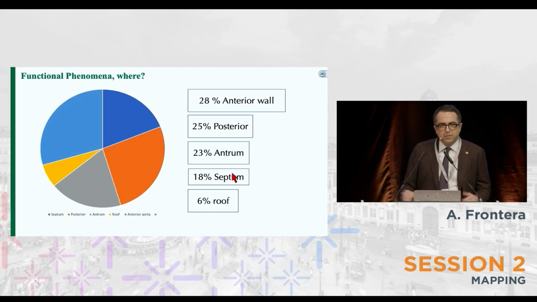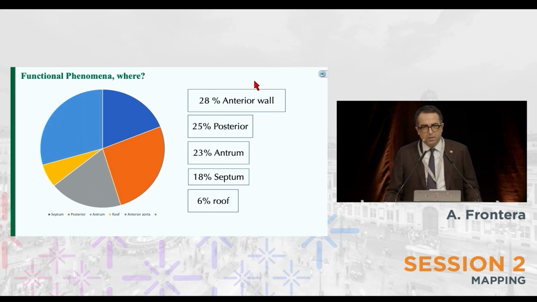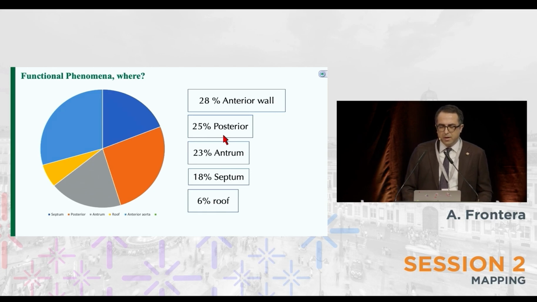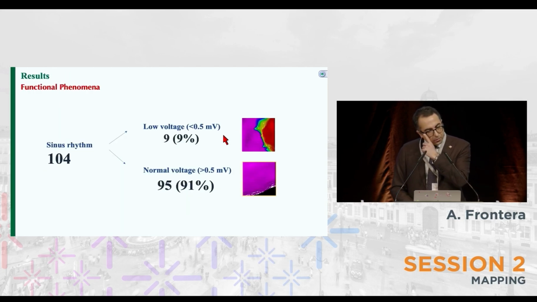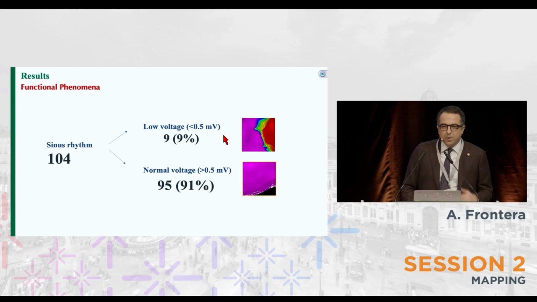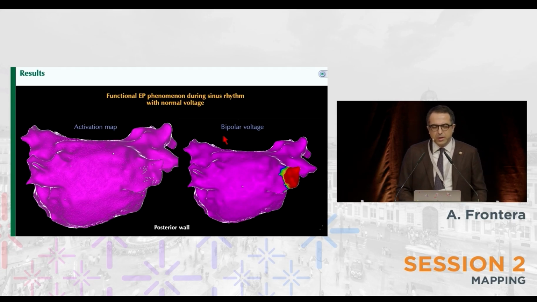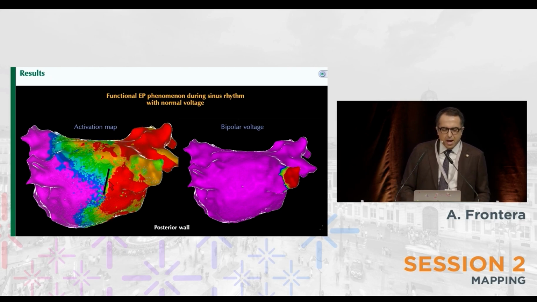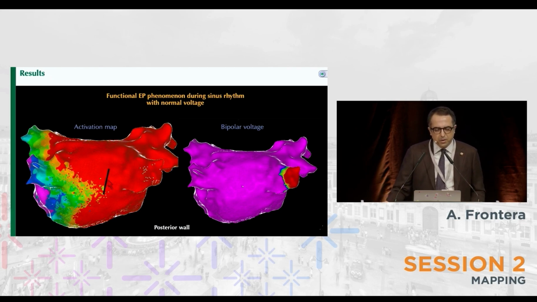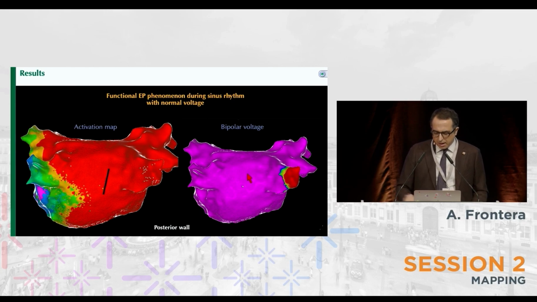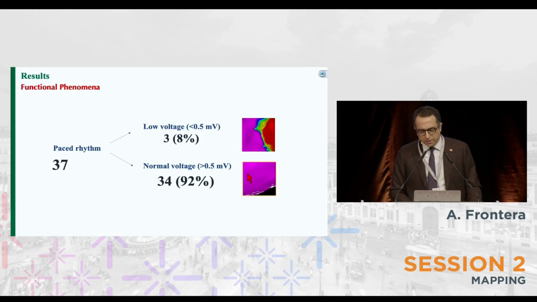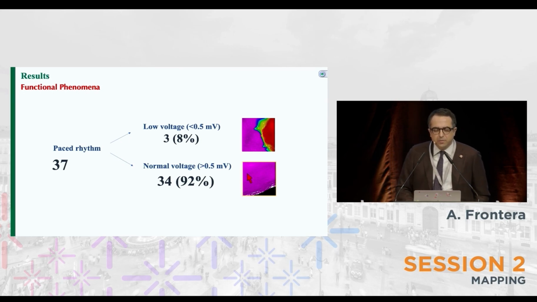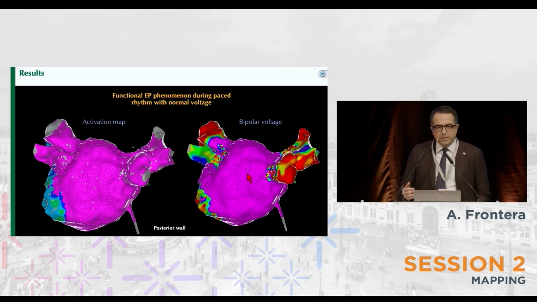Where can you find these functional phenomena? Most of them on the anterior wall, followed by the posterior wall and also the antrum of the pulmonary veins. And when you look at the voltage, most of them were above 0.5 millivolts during sinus rhythm. You see here an activation map for the posterior wall. Here there is, I would say, a real line of block, and a pivot site here, and the bipolar voltage doesn't show anything. And also the functional phenomena during pacing are always above normal voltage, so above 0.5.